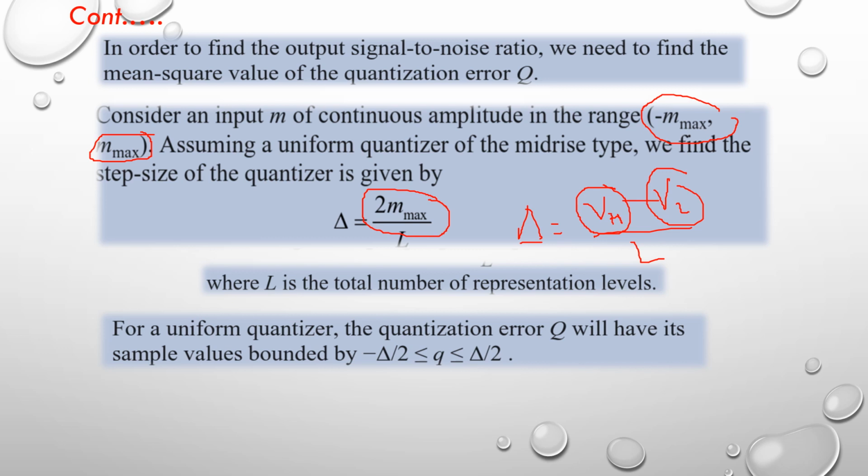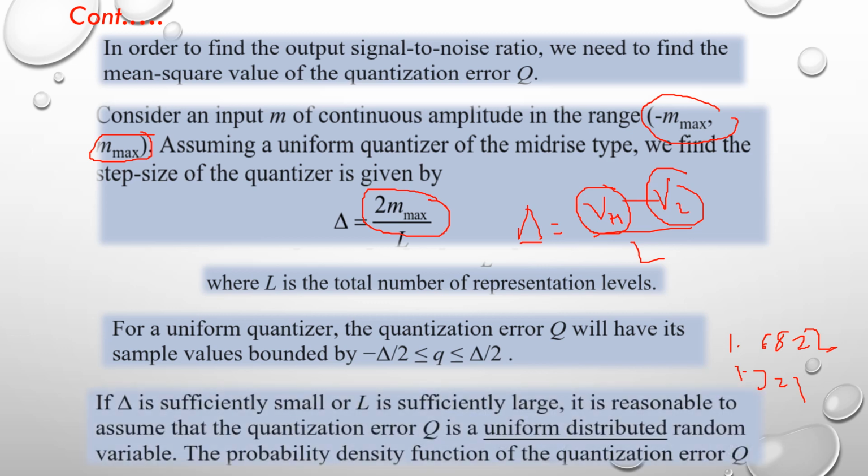For the uniform quantizer, the quantization error Q will have its sample value bounded by minus delta by 2 less than or equal to Q less than or equal to delta by 2. So here the quantization error is less than or equal to 50%. For example, 1.68 rounds off to 2 and 1.3 rounds to 1. The approximation error is less than 0.5. The bounded value is between minus delta by 2 and delta by 2.